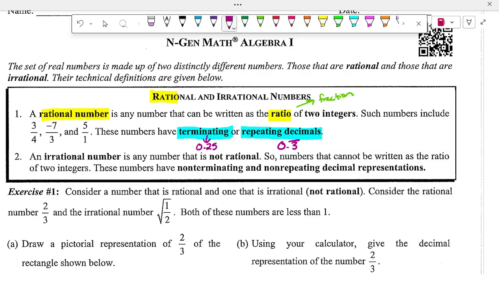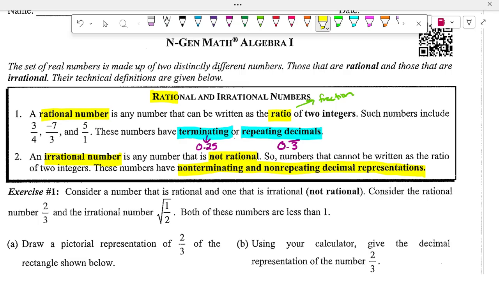Now, an irrational number. Ir meaning not. It's not rational. So it just means that we cannot write it as a ratio of two integers. So no matter how hard we try, we cannot turn that sucker into a fraction. And it has non-terminating and non-repeating decimal representations, which just means it goes on forever and ever and there's no clear pattern.